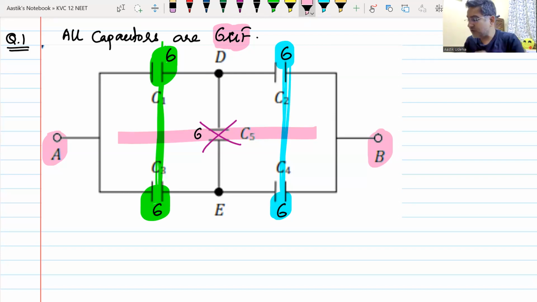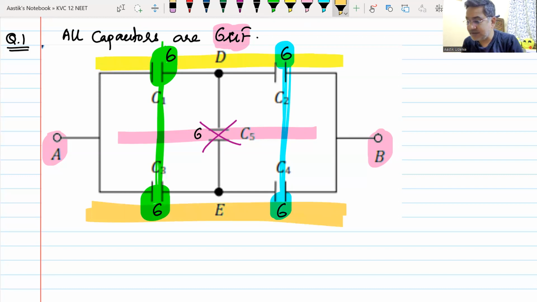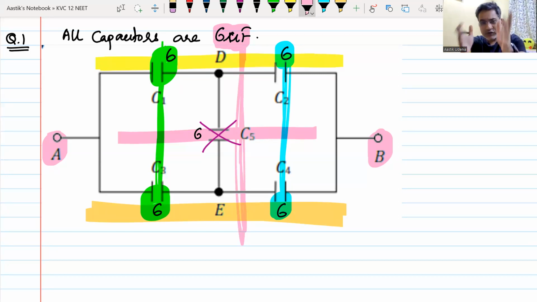Or you could have done it in this way also. You could have taken the upper row in series. So 6 and 6 in series is 3. Then you could have taken the lower row in series. 6 and 6 in series is again 3. Then the upper row and the lower row are in parallel, 3 in parallel with 3. The answer is 6. So no matter how you do it, you will always end up with the same answer. Do we understand this?